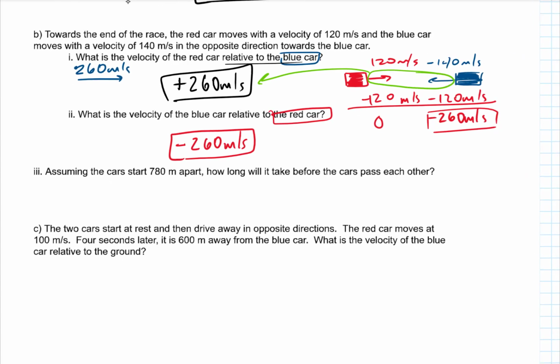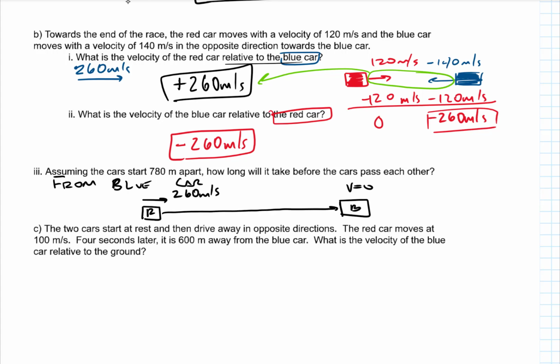Assuming the cars start 780 meters apart, how long will it take before the cars pass each other? The best way to do this is from one of the car's perspectives. So let's go from the blue car. The blue car, remember, sees his velocity at 0. The red car, from the blue car's perspective, has a velocity of 260 meters per second. And the red car is 780 meters away from the blue car.